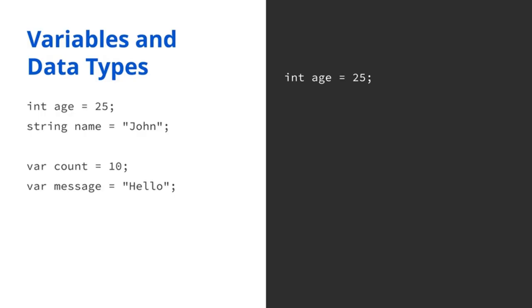Integer data types can only hold data that are whole numbers. The second variable, name, we declare with the string data type. We also assign the text John to the name variable. String variables can only hold text data. Our final 2 variables use a special type keyword, var. These variables don't declare a type up front.